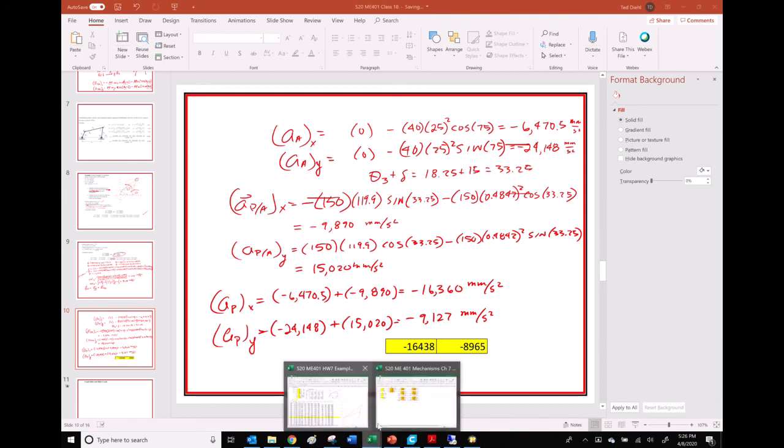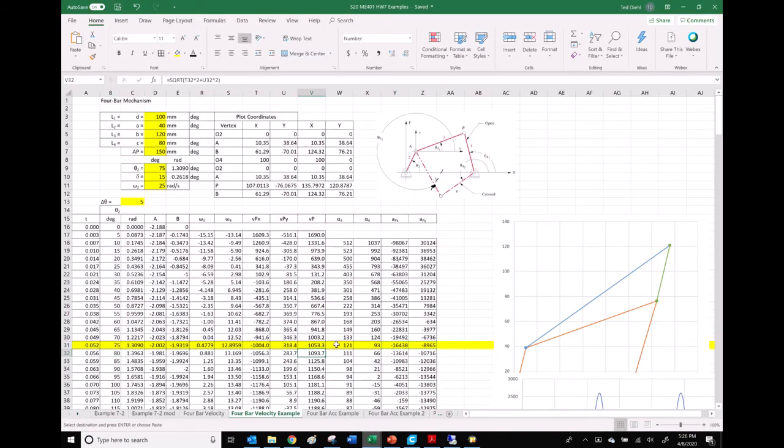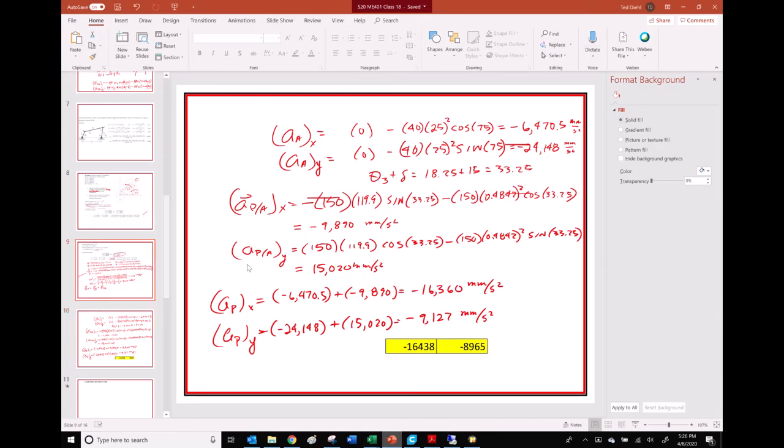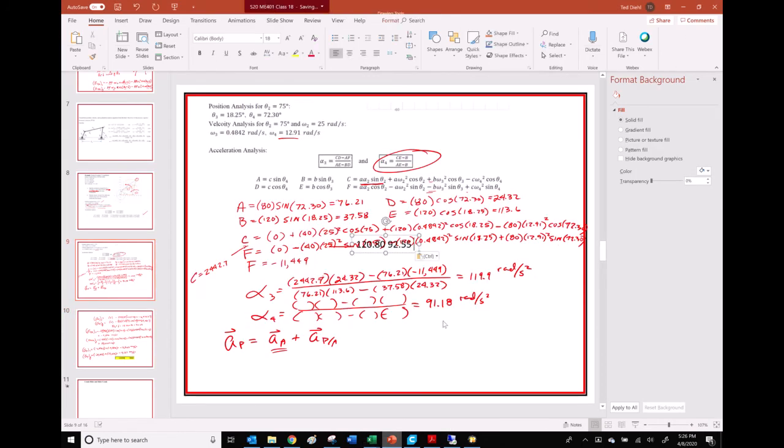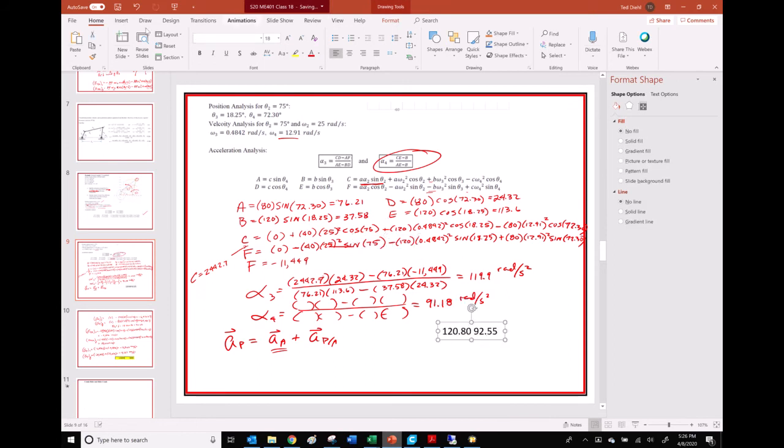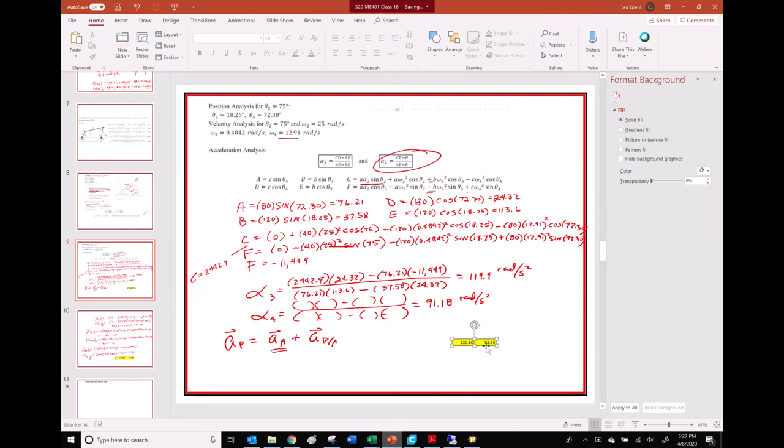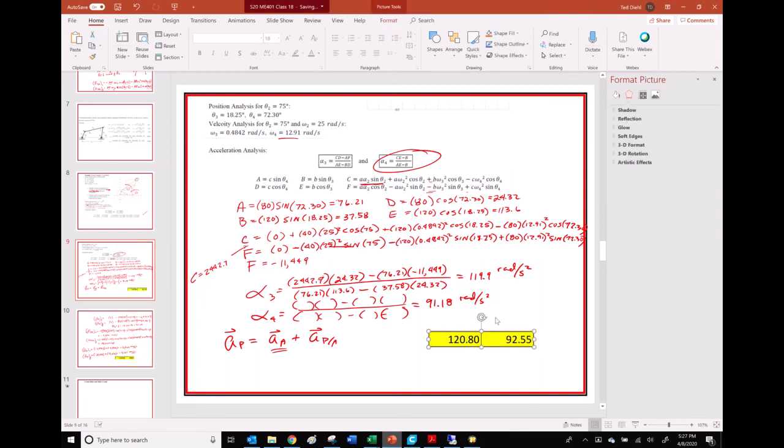Also, while I'm there, let me also come back and take a look at my angular acceleration here. We might want a couple more decimal places in this one. And let's go back to where we had the angular acceleration right here. You'll remember that this is what we found. I just pasted it as something else that I didn't mean to. There you go. So here you go. We didn't do half bad. 119.9, we got 120.8. 91.18, we got 92.55. So it's looking like our numerical approach is pretty darn good.